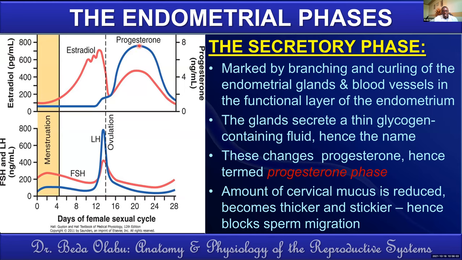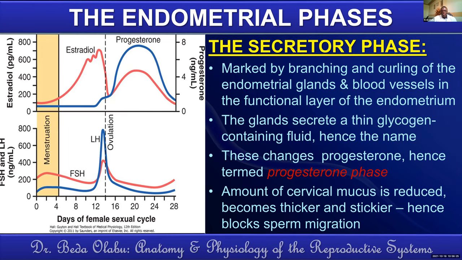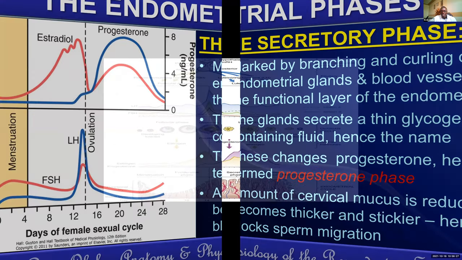During this period, the cervical mucus is significantly reduced in amount, and the mucus is also very thick and stickier. What does that mean to the poor sperms? They can't swim faster. So this is ideally blocking sperm movement. So perhaps that's important to note.